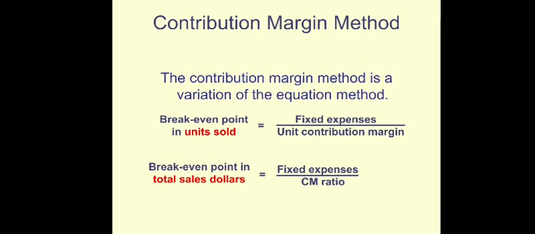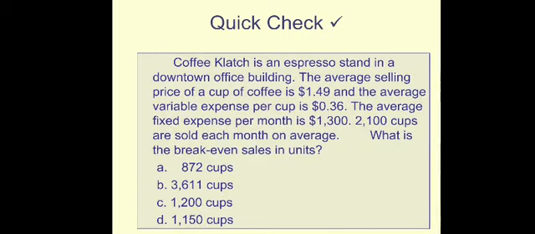So in the exam or in the test, if somebody asks you to calculate break-even point, I think you have two choices. You can use the equation method or this method. So remember, there is an example here. This coffee clutch business, the average selling price of a cup of coffee is $1.49. The average variable expense per cup is 36 cents. The average fixed expenses per month is $1,300.